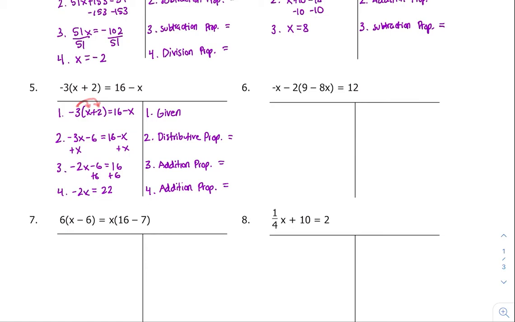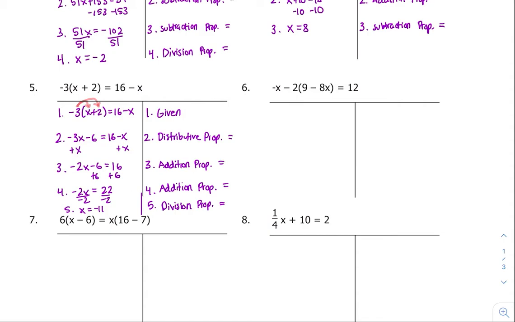And lastly, divide both sides by -2. And we're going to get x is equal to -11. Reason, division property of equality. So as long as you guys provide a reason, right, that is the correct reasoning, then you should be okay.